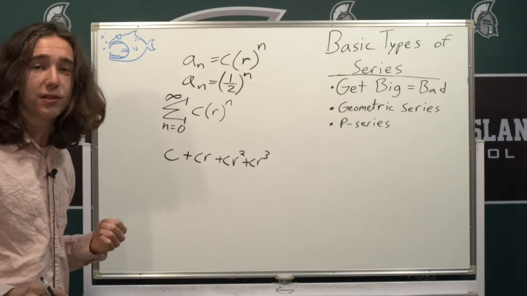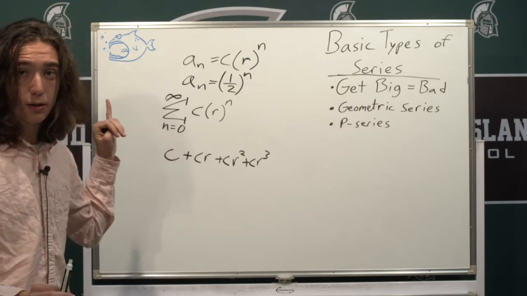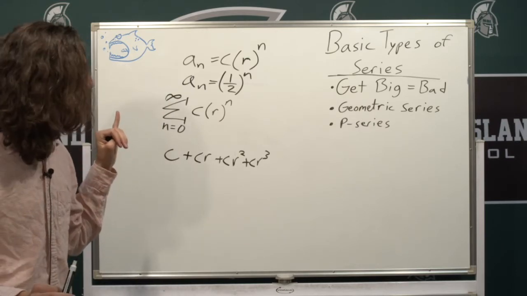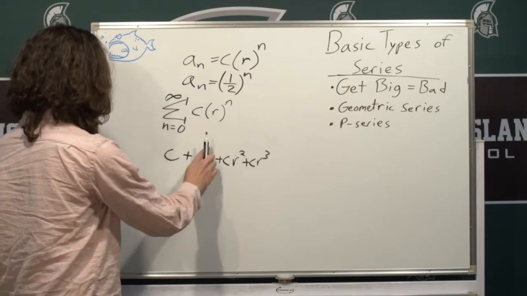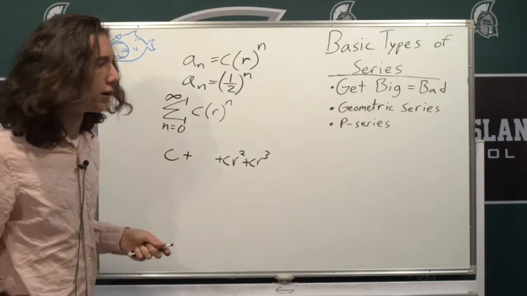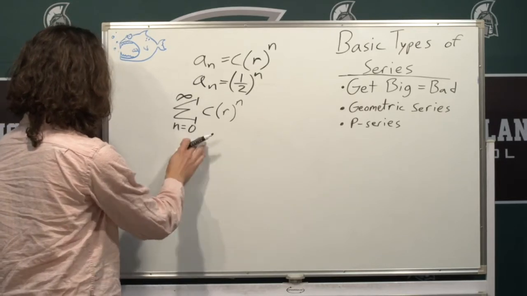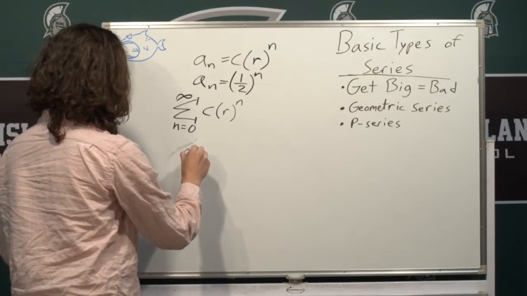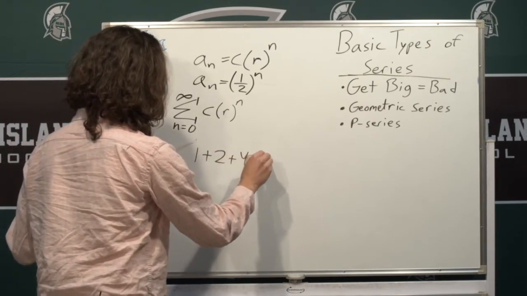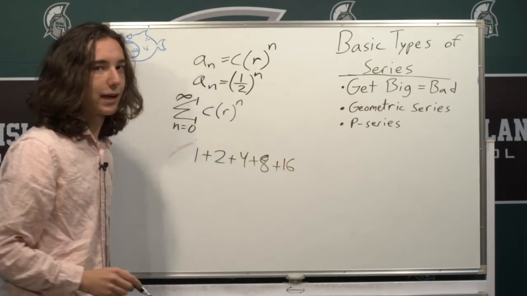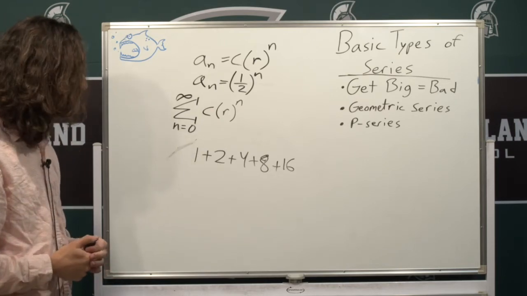And it's easy to see, just like how we were just talking about, if r is anything like 1 or bigger, this is going to get huge. Like if r is a positive number like 2, and if c is 1, let's ignore c for now, our series is going to look like 1 plus 2 plus 4 plus 8 plus 16, and that's not okay. That's going to get really, really big really fast because powers of 2 go up really fast.